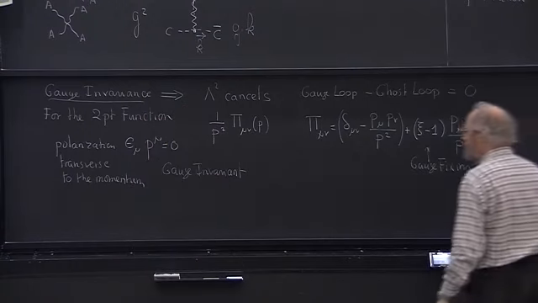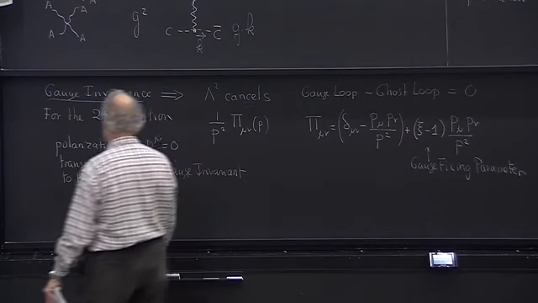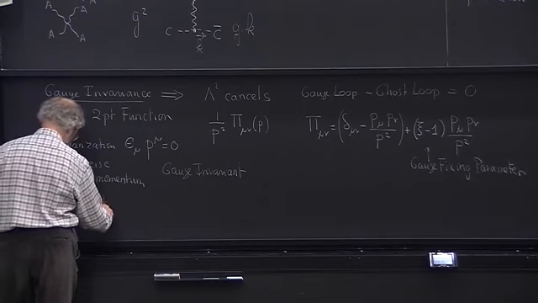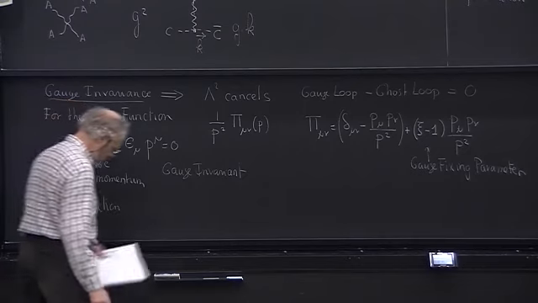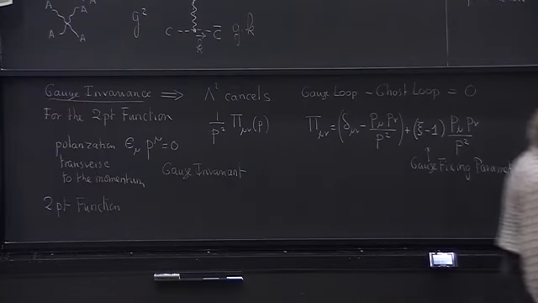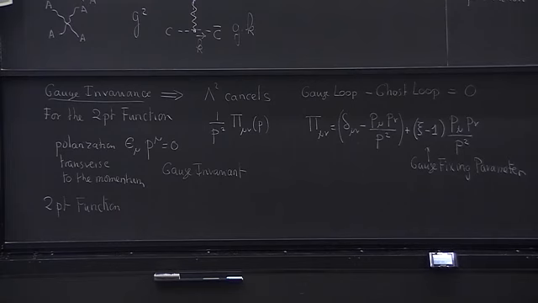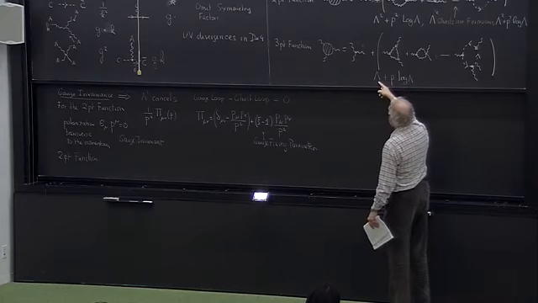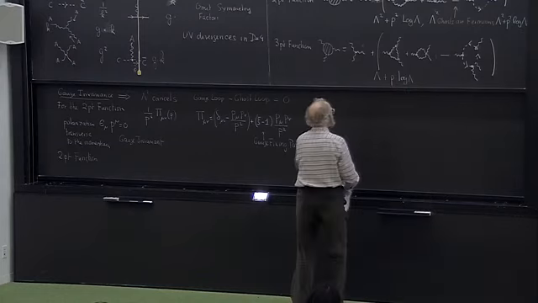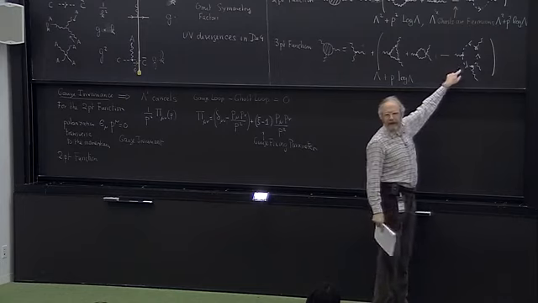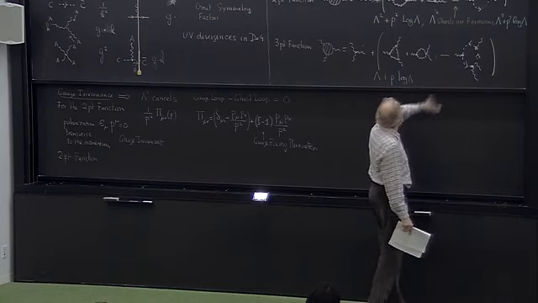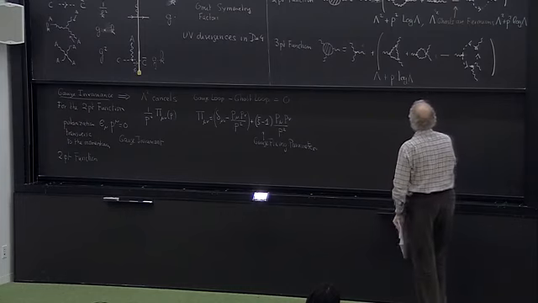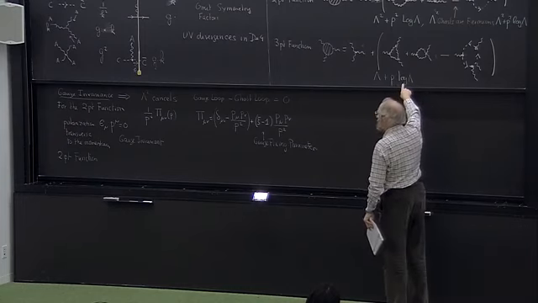Okay, so this is for the two-point function. And the same thing happens for the three-point function. The dangerous Λ coefficients disappear. Well, in fact, they disappear because of parity, so it's a bit simpler. But they do disappear. And what remains is a divergence in log Λ.